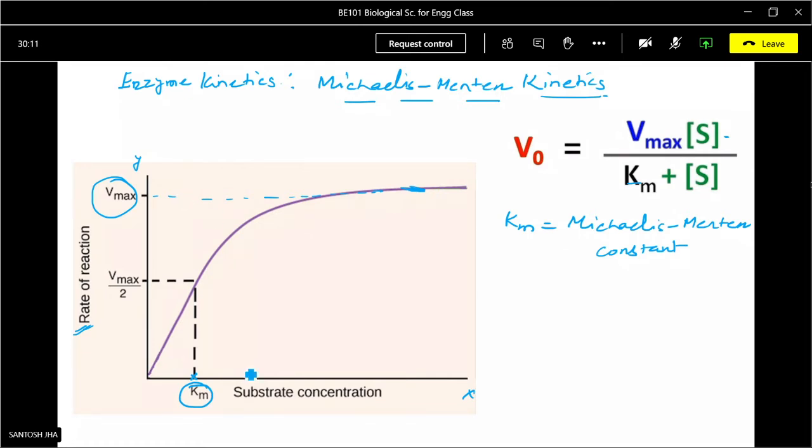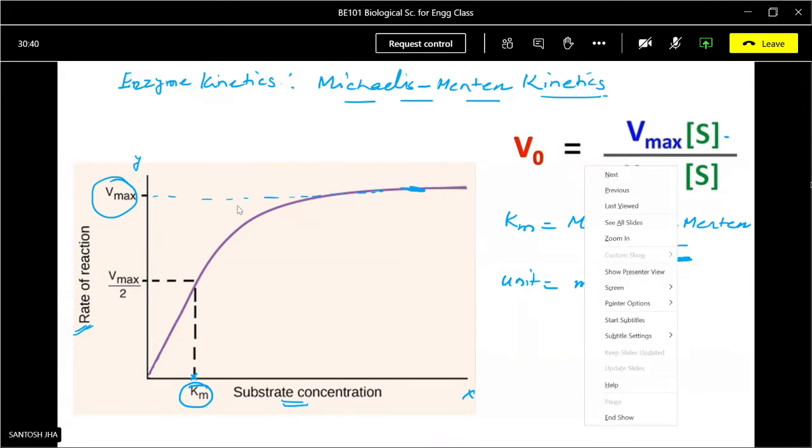Now the unit of Km is the unit of substrate. Since it is on the substrate axis, the unit is the same as mole per liter, or we can also write molar. It has the same unit as the unit of substrate. Never get confused because the name is Michaelis Menten constant. Sometimes students write that it has no unit, but there are a number of constants which have units.